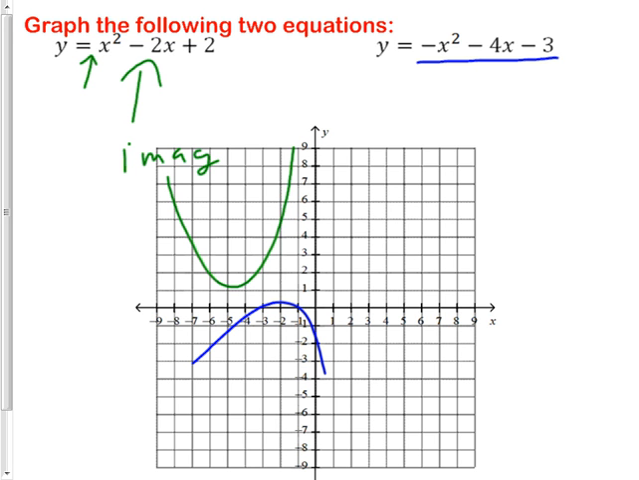Don't try to do it all at once. If you're going to factor out the negative, don't try to make two sets of parentheses right away. Factor out the negative and just see what you get. Negative comes out, and you have x squared plus 4x, like this, plus 3.